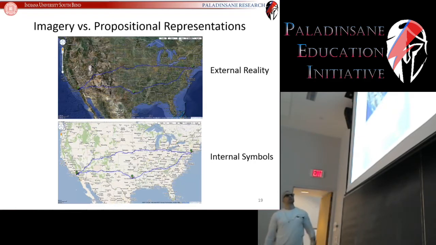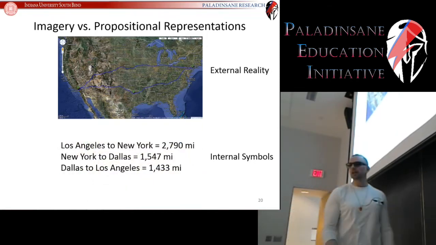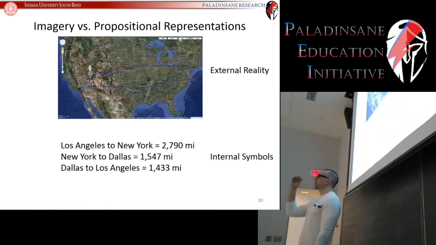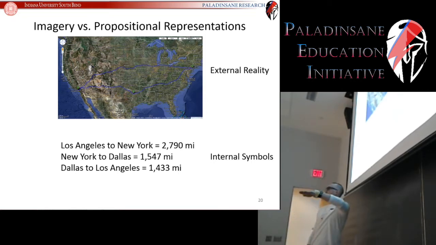So that's one possibility. Another possibility is the propositional representation. And a propositional representation is representing the information just with a series of statements, just with a series of propositions. So if we wanted to represent the geography of the United States, we could just have a long propositional list of Los Angeles to New York, 2,700 miles, New York to Dallas, 1,500, Dallas to Los Angeles, 1,400 miles. And we could just have a long list of descriptions, long list of propositions of what the United States looks like.